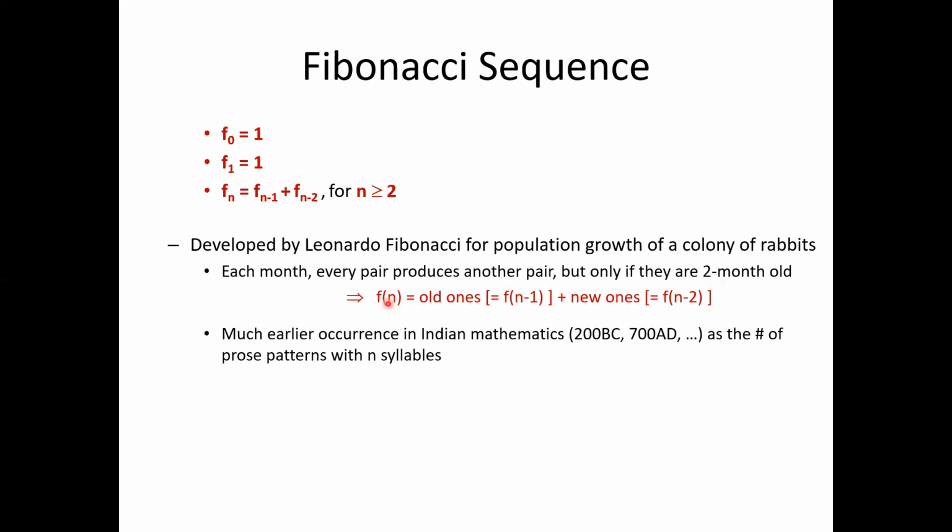This means that at a time n, you have everybody from the previous time period, but also you have new ones. But how many new ones? Well, everybody two periods back is old enough to replicate. So that's the number of new batches that you get at period n. That's the source of his formula.